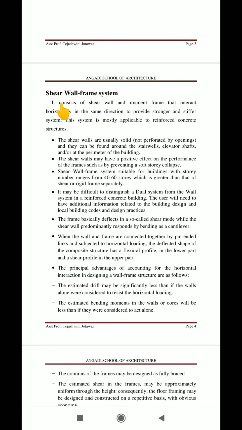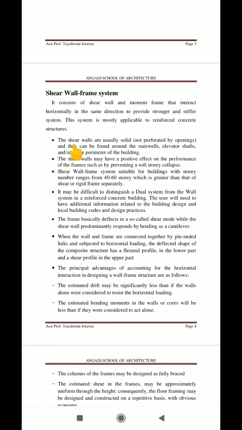So in this system, it consists of a shear wall and a moment frame that interact horizontally in the same direction to provide a stronger and a stiffer system. These systems are preferably adaptable for reinforced concrete structures, because shear walls we prefer for reinforced concrete structures.